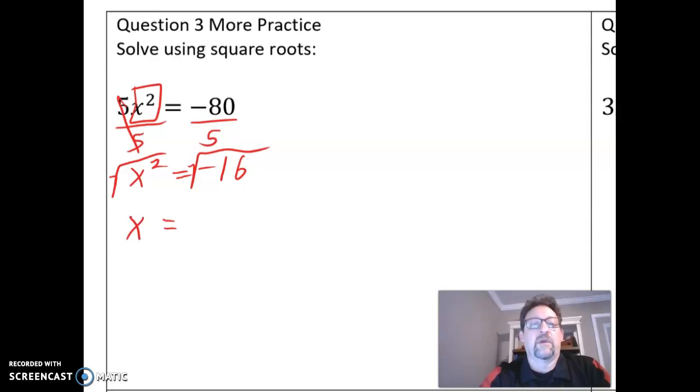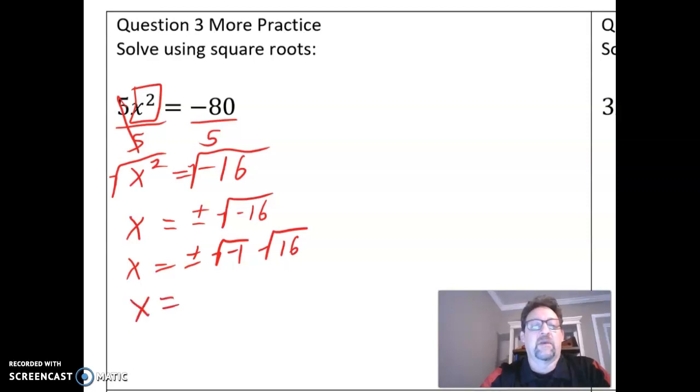X equals plus and minus the square root of -16. So we don't know the square root of -16, but we do know the square root of 16. So remember, we're going to split this up into the square root of -1 and the square root of 16. We're going to change the square root of -1 to i, and then the square root of 16 is 4.